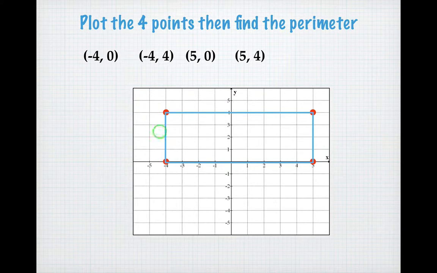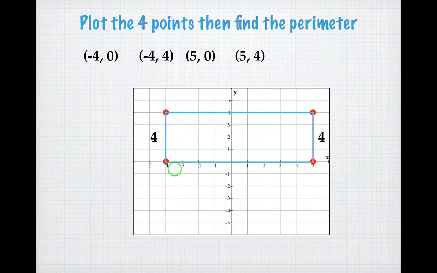Now, before you find the perimeter, you have to find each of the sides. So all you do is go to this side right here and say, well, what is the distance from that point to that point? You just count. 1, 2, 3, 4. The distance is 4. You can see there's 4 squares there. The distance is 4. So we know on a rectangle, if this side is 4, the other side has to be 4 as well.